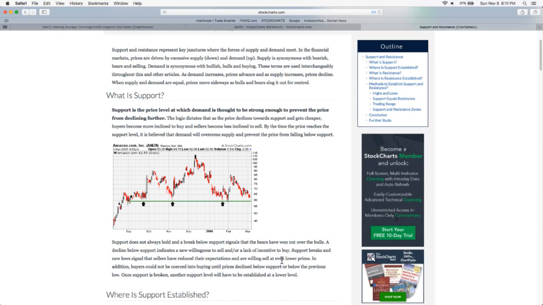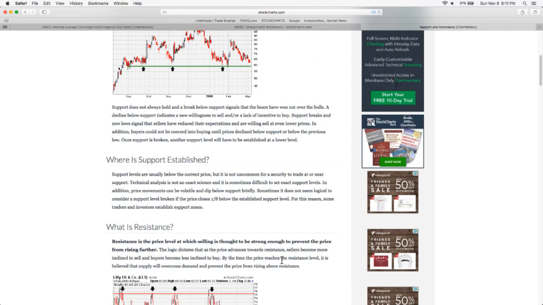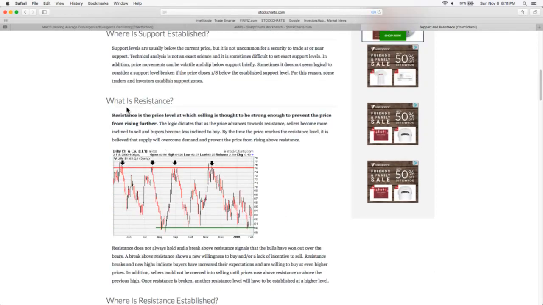Which often leads to lower prices. So now resistance is the same thing. It's the price level at which selling is thought to be strong enough to prevent the price from rising further. Okay, so that's why on day trades, that's the first thing I look for.